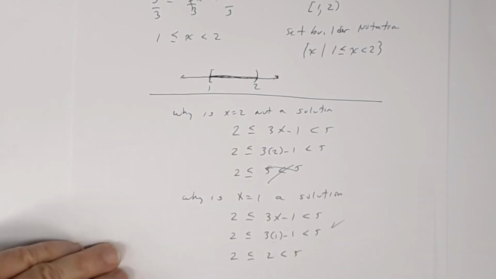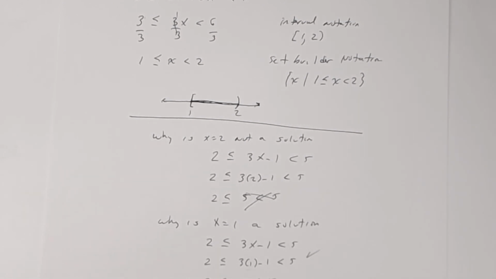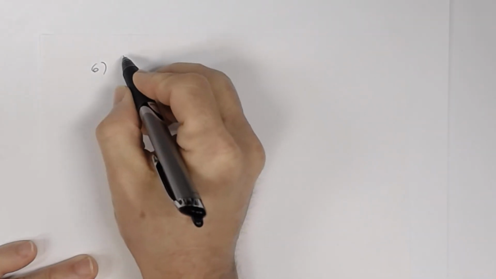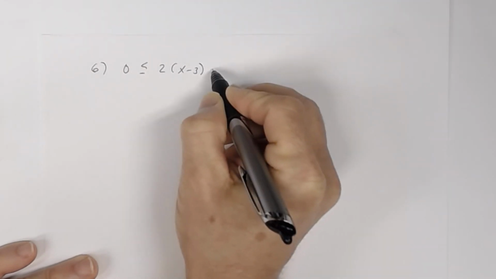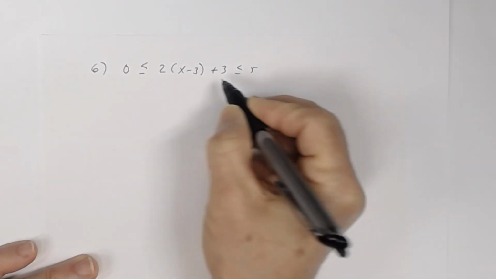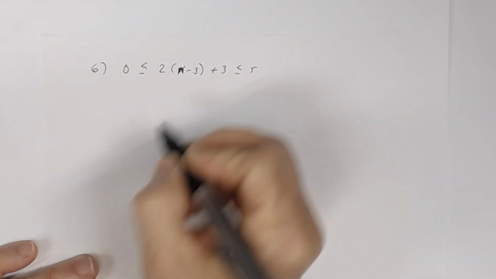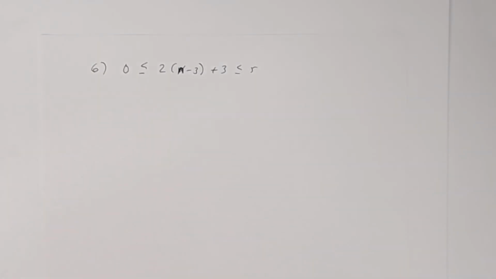Okay, now, one more, and let's look at this one. This will be number 6. We have 0 is less than or equal to 2 times n minus 3 plus 3 is less than or equal to 5. I want to use the variable n just to show you something. In all the other problems I used x, but there could be problems in my math lab where the variables are not just x. So let's do this one where the variable's not x.